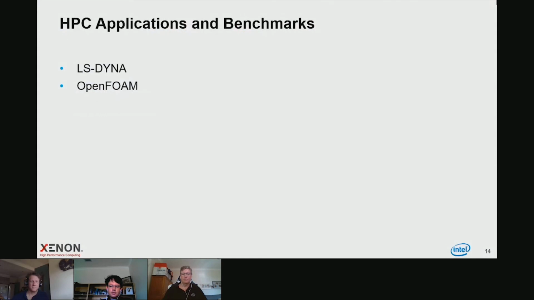Let's look at some real-world applications here. We've picked here two because they're quite commonly used on high-performance compute platforms, quite typical engineering applications. One of them is LS-DYNA, which is quite widely used in the car manufacturing and design space for crash test simulations, for example. And OpenFOAM, of course, is a very popular computational fluid dynamics code that's used for aircraft design, for example. And I'll show you that in a minute.